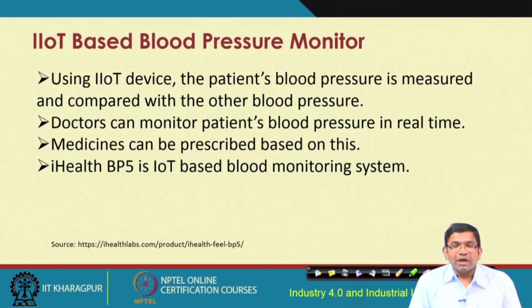Similarly, we have IIoT based blood pressure monitors. Using IIoT devices, the patient's blood pressure is measured and compared with the other blood pressures in real time. Doctors can monitor the patient's blood pressure in real time, can get alerts if the blood pressure crosses a particular threshold, and depending on the blood pressure data, the doctors can prescribe medicines to the patients. One such example of a blood pressure monitoring system is the iHealth BP5.